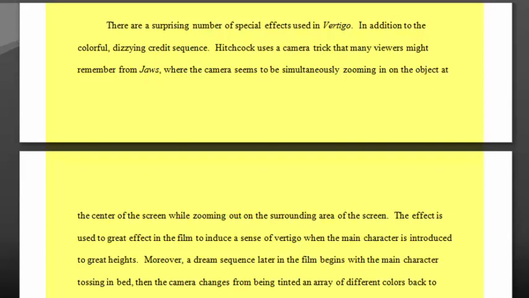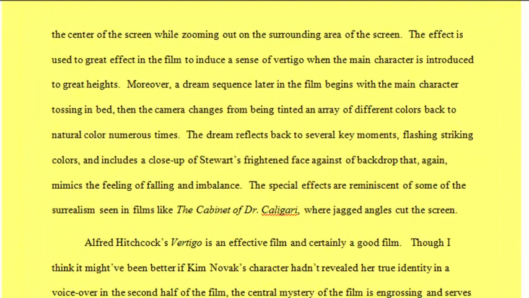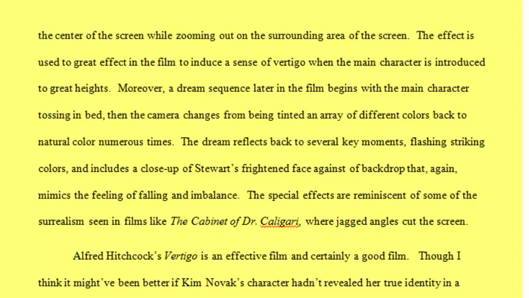The effect is used to great effect in the film to introduce a sense of vertigo when the main character is introduced to great heights. Moreover, a dream sequence later in the film begins with the main character tossing in bed, then the camera changes from being tinted an array of different colors back to natural color numerous times.